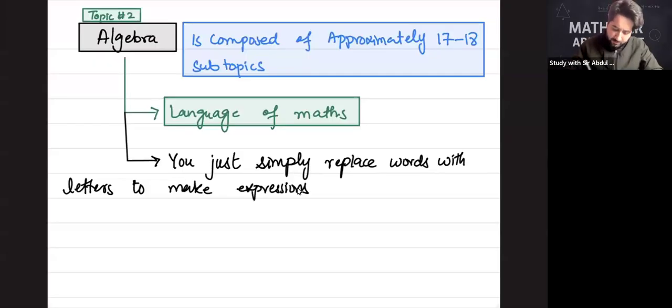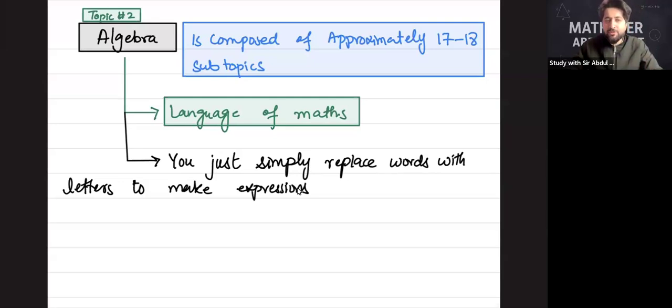All right, everybody. So today we are going to revise algebra, and algebra is technically topic number two in our O Levels and IGCSE syllabus, and it is approximately 17 to 18 subtopics. It is technically the language of maths, just as the way I'm talking in English, English is also a language. So math also has a language, and that language is technically algebra.